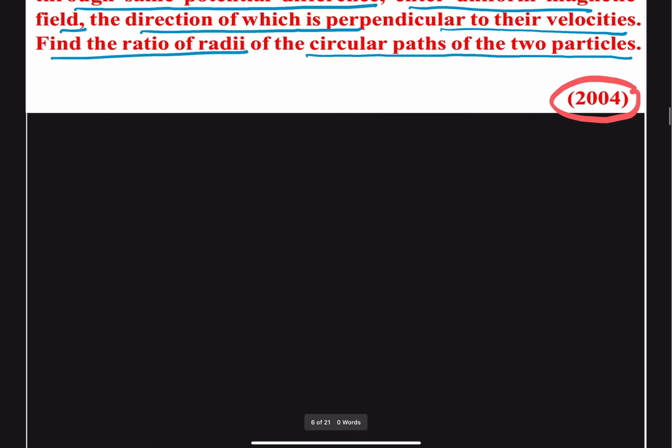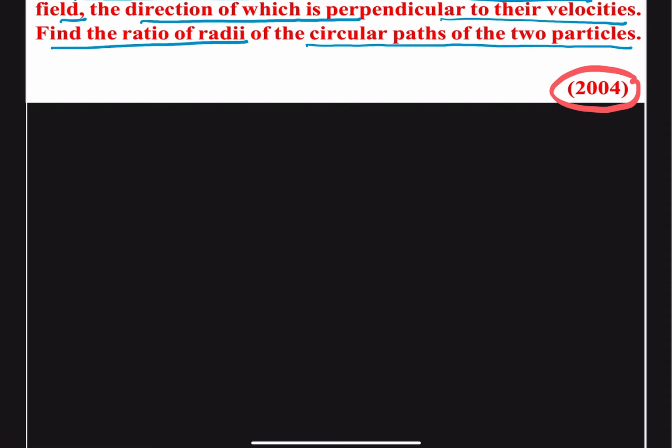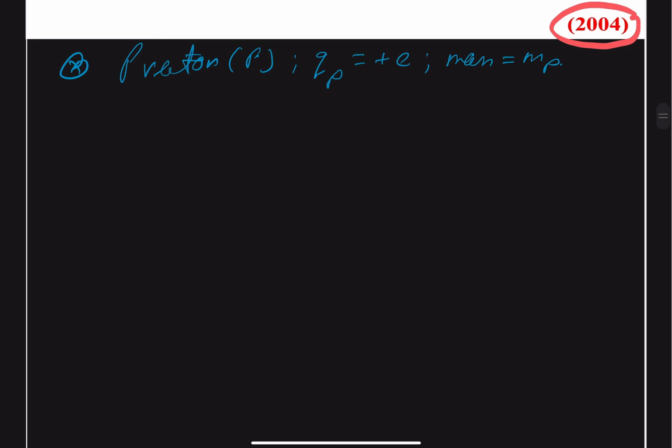So here we have two particles. One is our proton, let us denote it by P. So we can write the charge on the proton will be plus e, and the mass is, let us suppose, m_p. Next is our alpha particle.